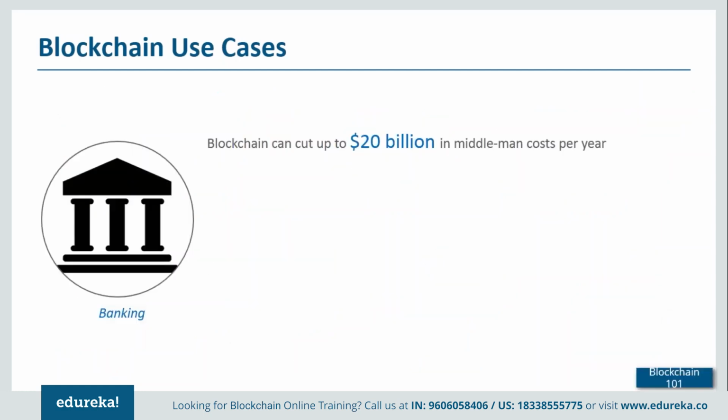Now, in the banking domain, by implementing blockchain, you can basically cut across $20 billion worth of middleman cost. This $20 billion includes the middleman transaction fees that you pay to various banks and financial organizations. Now wouldn't you like to get rid of all the transaction fees that you have to pay every now and then? Definitely I would like to.